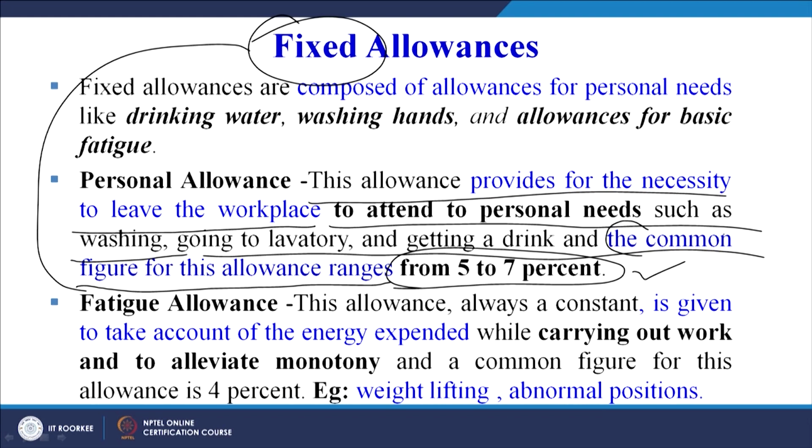Fatigue allowance is always a constant given to account for the energy expended while carrying out work and to alleviate monotony, and a common figure for this allowance is 4%. So, it is 5 to 7% personal allowance, around 4% is the fatigue allowance. For example, if you are working in abnormal positions, you may like to add 4% to the normal time for calculating the standard time for doing the work.